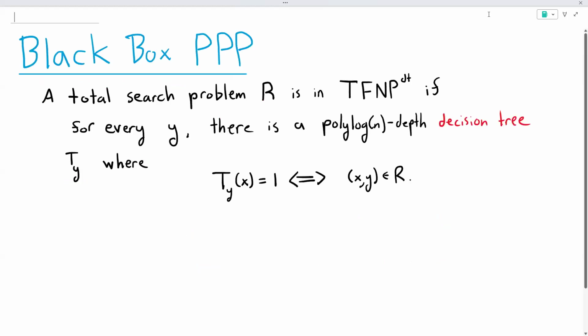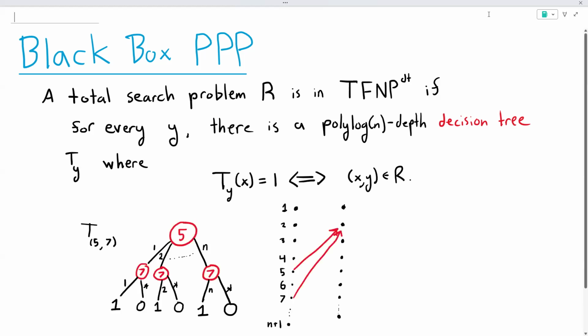Okay, so let's define black box TFNP. A total search problem R is in black box TFNP if for every y, there is a polylog depth decision tree T of y, where T of y on x evaluates to 1 implies that (x, y) is valid in this relation, meaning y is a solution for x.